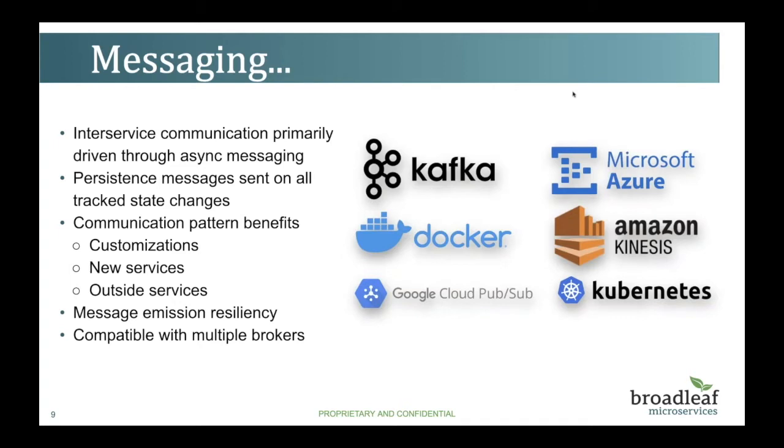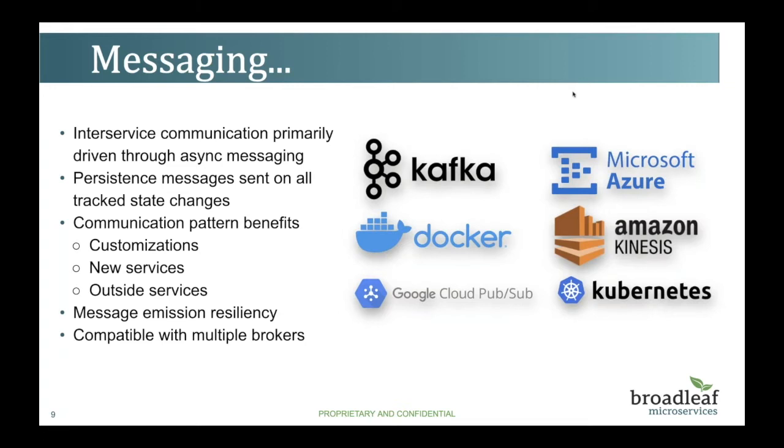The majority of communication between services is handled with messages via async message brokers. Persistence messages are sent on state changes. When a mutating change is requested via the API, the system not only persists the change, but will also emit a message about the state change to the broker. This message is a great way to integrate with the system and be notified of changes as they occur.